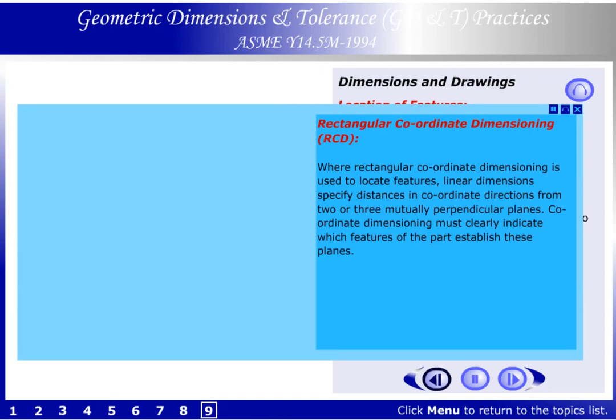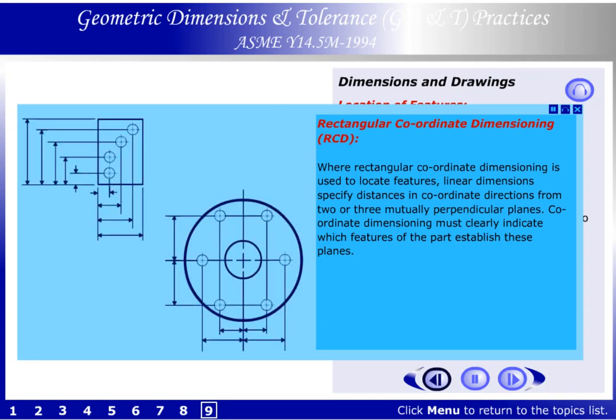Rectangular coordinate dimensioning (RCD). Where rectangular coordinate dimensioning is used to locate features, linear dimensions specify distances in coordinate directions from two or three mutually perpendicular planes. Coordinate dimensioning must clearly indicate which features of the part establish these planes.